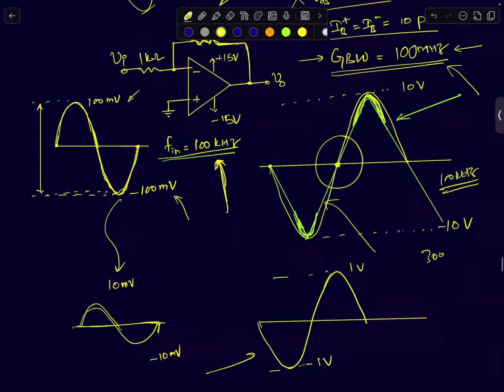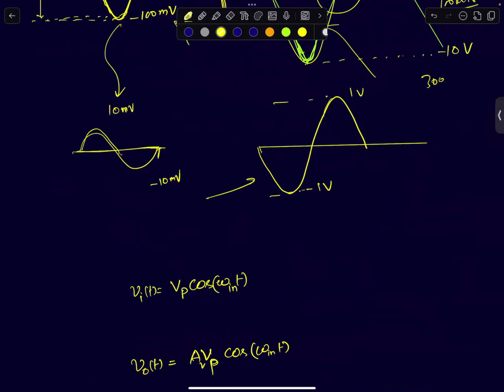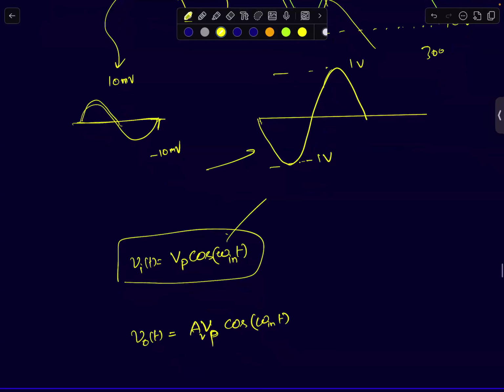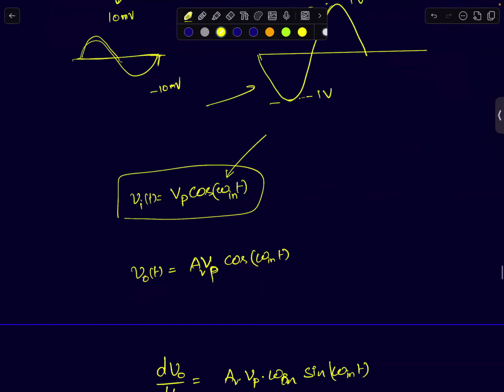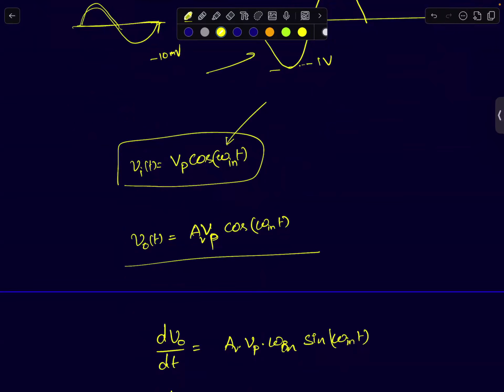So I'll just go through the mathematics. Let's say you apply an input signal, which is V peak times cos omega nt. I mean, it can be sine also. Omega n is the input frequency. So the output signal is supposed to be the gain of the op-amp, which in this case, for the inverting amplifier, is minus 100. So minus 100 times V peak times cos omega nt.